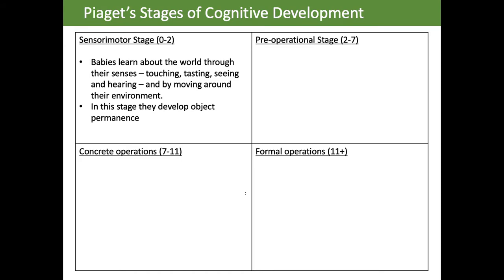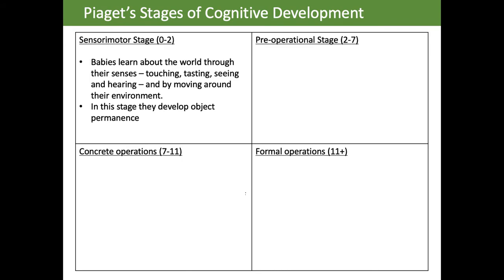Now, it's at this stage that they develop what's called object permanence, and that's the understanding that things exist even when they can't see them anymore. So if you hide something under a blanket, very, very young children won't think to keep looking for it because they'll just assume it's disappeared from the world.